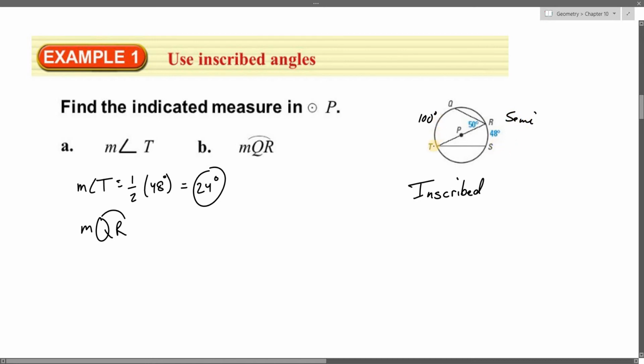And I can tell that because it's a straight line. Well, a semicircle is how many degrees? It's 180. And so if this one over here is 100, TQ is 100, then QR must be 80. And so that's all there is to it. And so QR is 80 degrees.